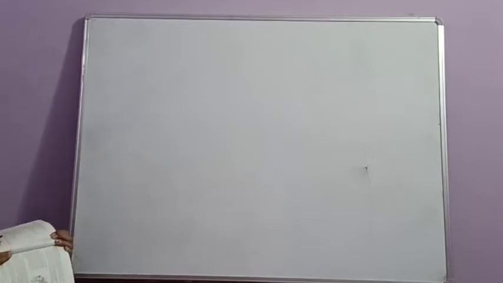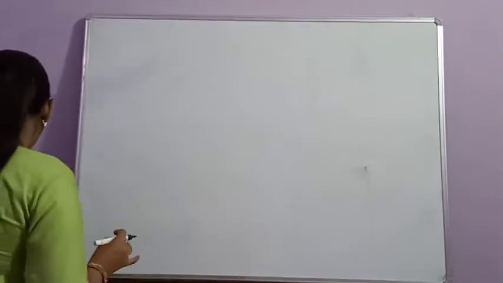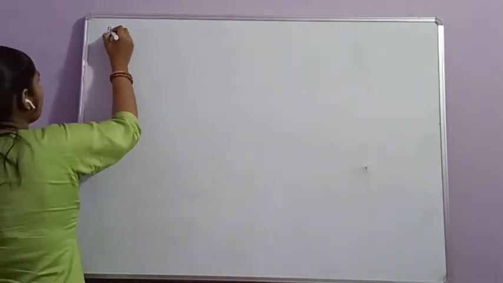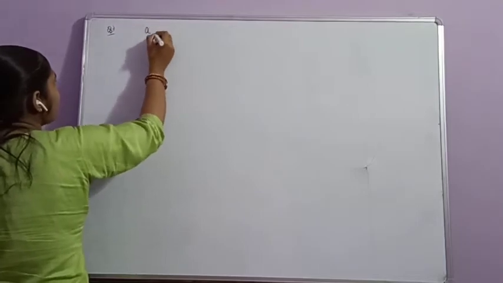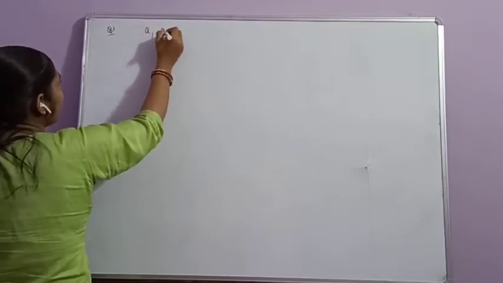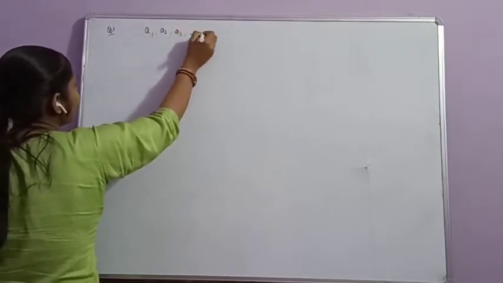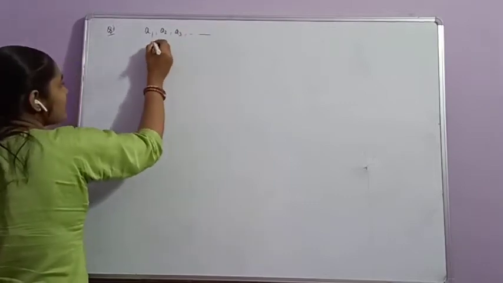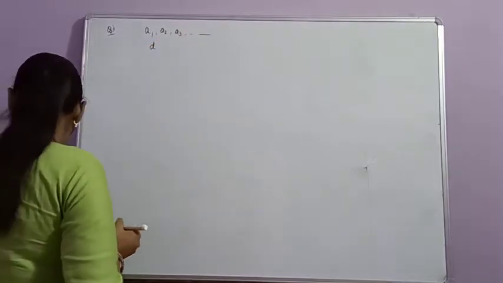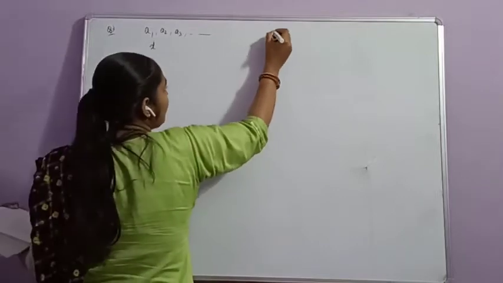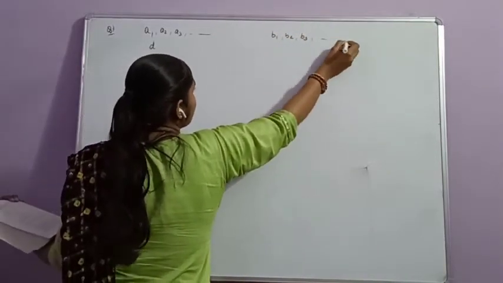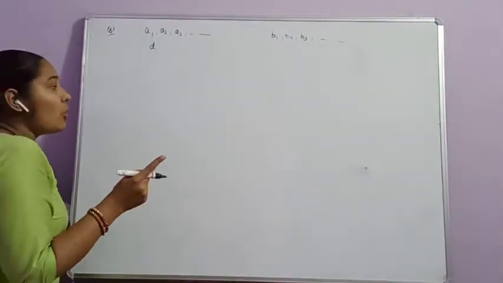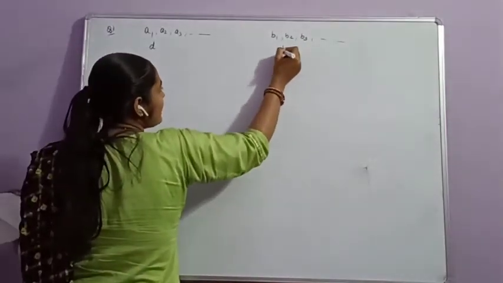Two APs have the same common difference. Two APs are given and their common difference is given as the same. Let the first AP be A1, A2, A3. Clear? And the common difference is D. Similarly, we can consider the second AP, that is B1, B2, B3. And it is given that both have the same common difference. It means D is the same.